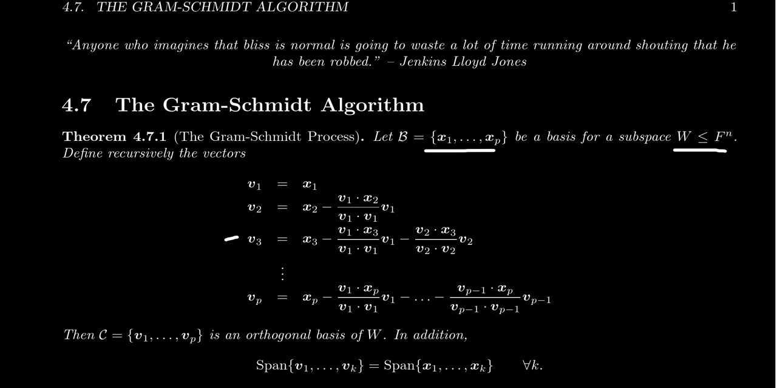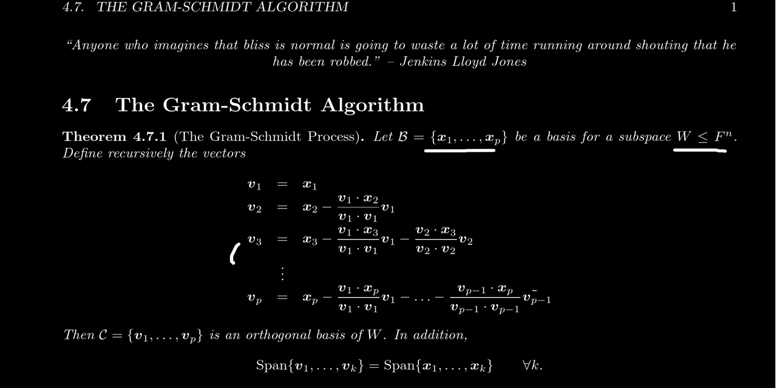And then for V3, we do the same thing. We're going to take the current x3. We're going to subtract from it the orthogonal projection of x3 onto V1 and the orthogonal projection of x3 onto V2. And when we do these together in tandem, this is the orthogonal projection of the vector x3 into the subspace spanned by V1 and V2. And so this new vector V3 will be orthogonal to the vectors V1 and V2, excuse me. And so then we just repeat this process over and over again recursively.